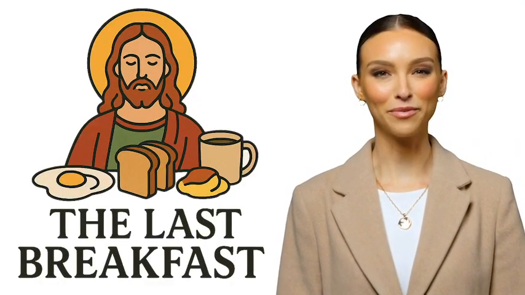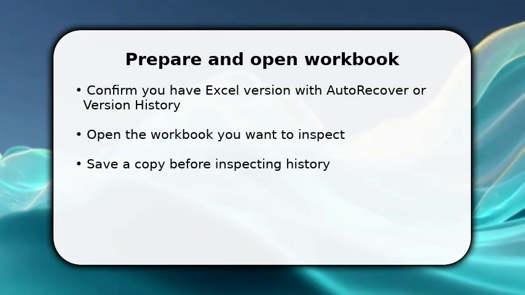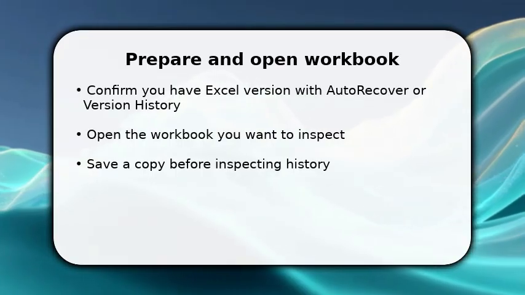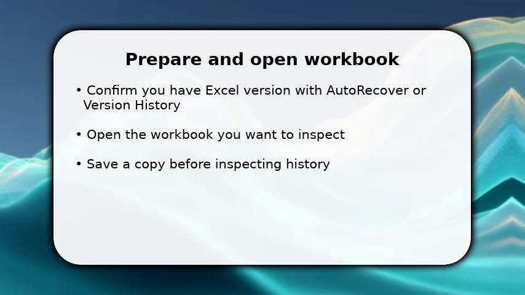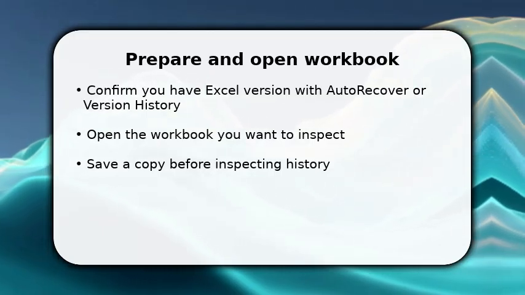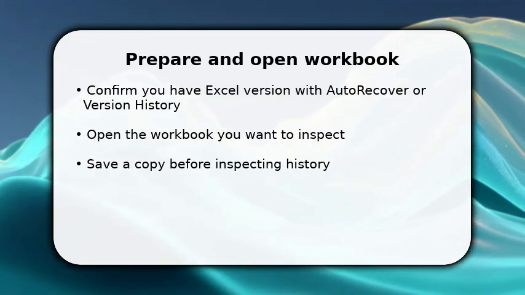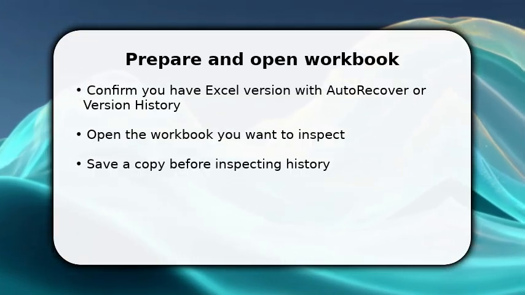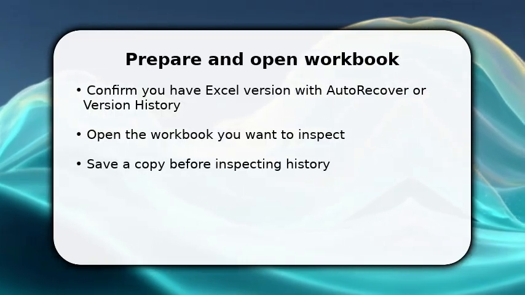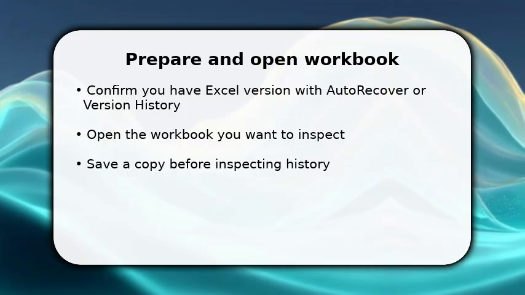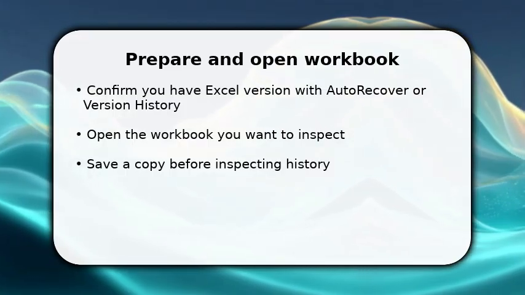Please enjoy the video. You start by opening the exact workbook you want to check. Make sure auto recover and cloud storage are enabled because that affects available history. Once done, save a copy to avoid accidental overwrites, and note whether the file sits on OneDrive, SharePoint, or locally. You need this context because Excel stores version history differently depending on location.